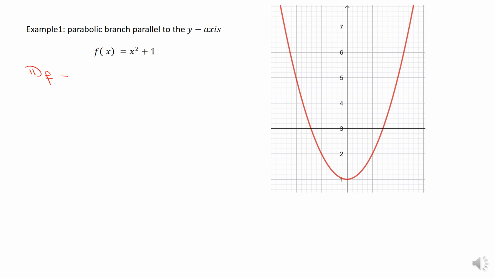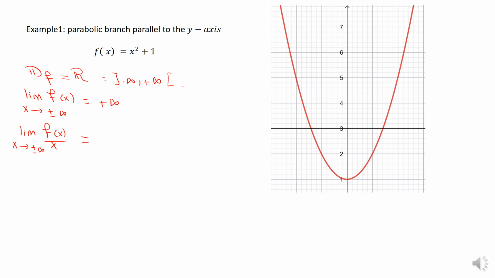R. There is no restriction on the domain, so it is minus infinity to plus infinity. Now the limit of f of x as x tends to plus or minus infinity is always plus infinity. It is x squared. Now this function does not admit an oblique asymptote. So let's find the limit of f of x over x as x tends to plus or minus infinity.